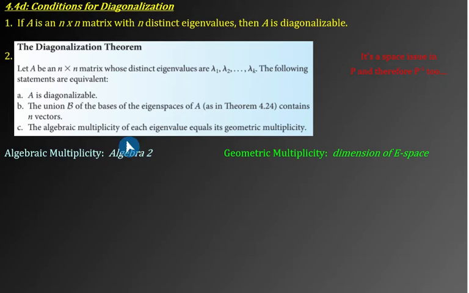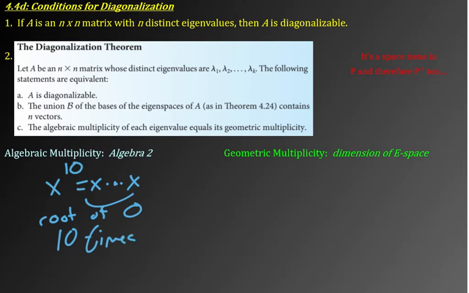So algebraic multiplicity, again, is just the algebra 2 stuff. You can have x to the 10th, which is just x times x times x, 10 times. And that just means you have a root of 0 ten times. That is an algebraic multiplicity of 10. Geometric multiplicity, though, is the dimension of the eigenspace.